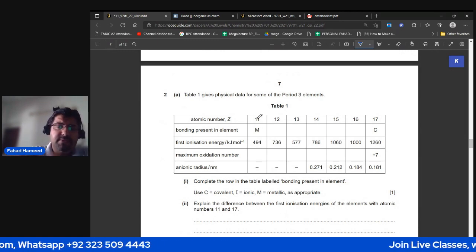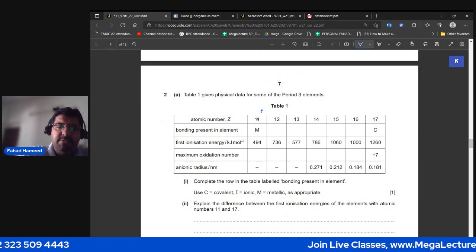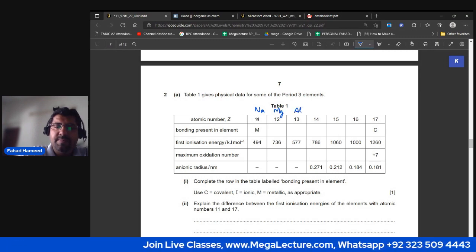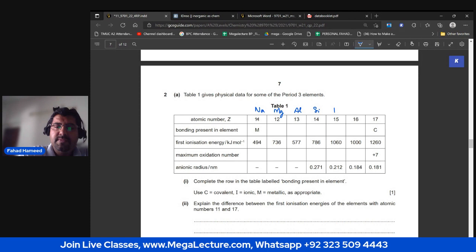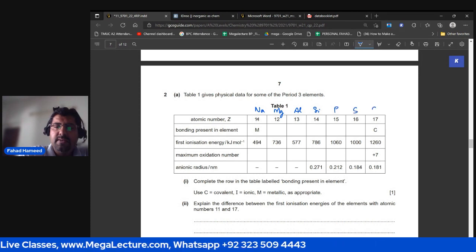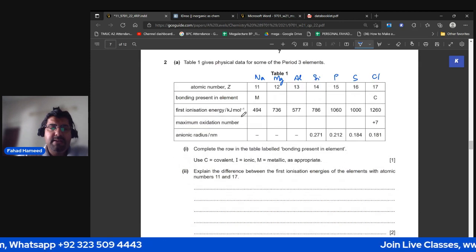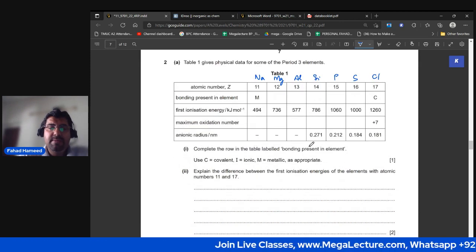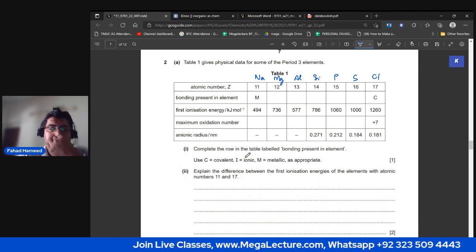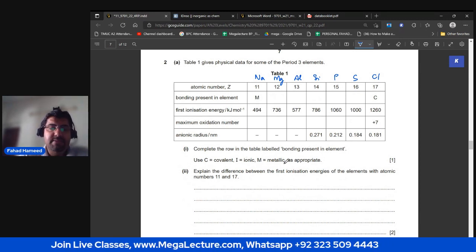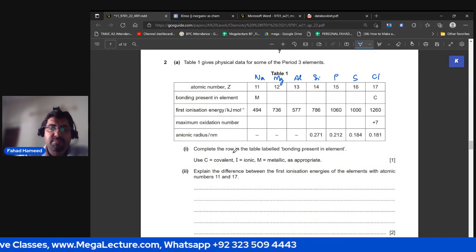Sodium. I mean, this is sodium. I'm going to write the element sodium. I've got magnesium, aluminium, silicon, phosphorus, sulfur, and chlorine. So I've got all these elements, and the maximum oxidation number is given. So complete the row in the table labeled bonding present in element. C equals covalent, I equals ionic, M equals metallic. So that's the first thing.